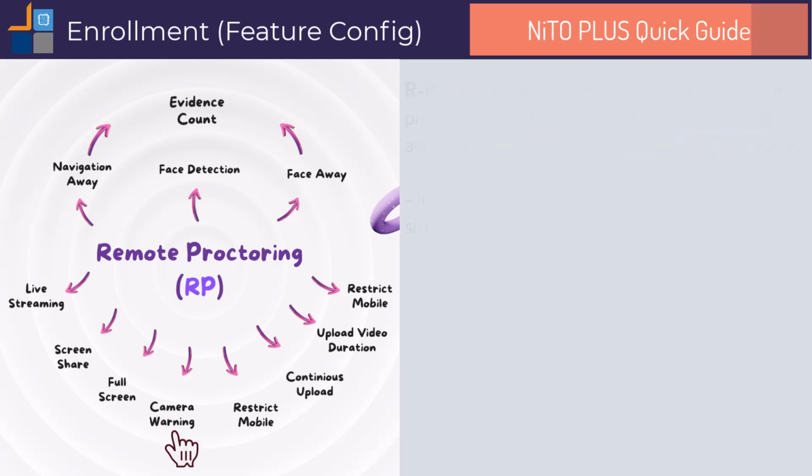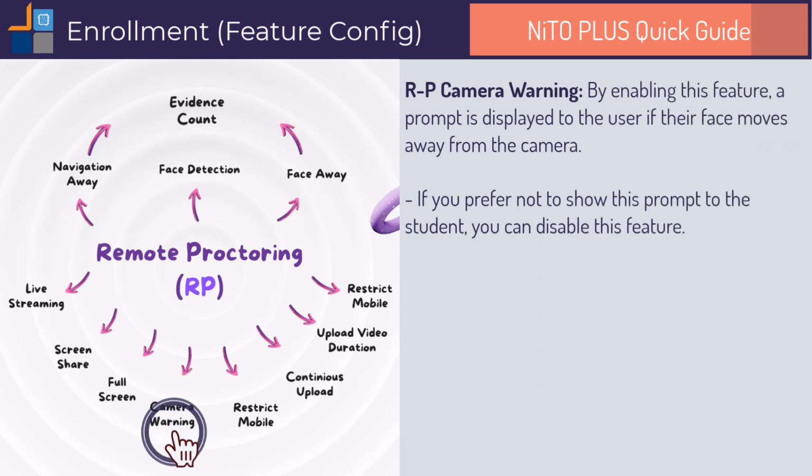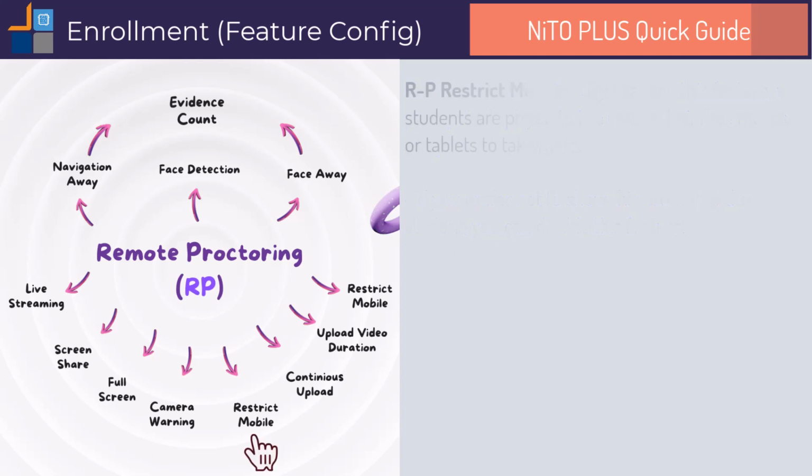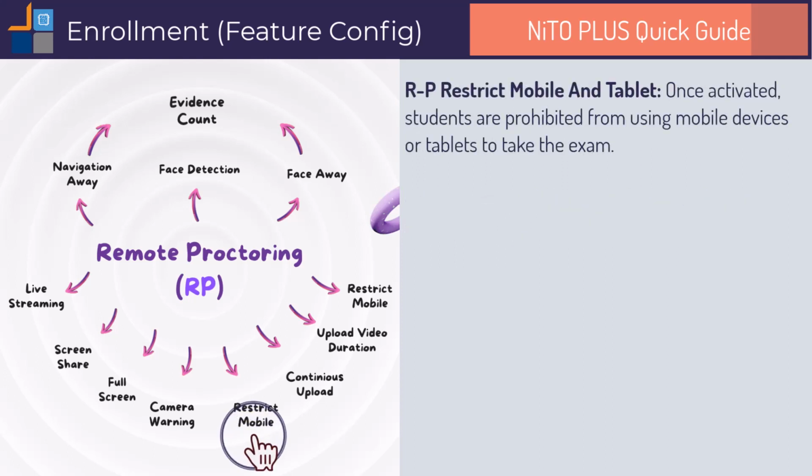during the exam. RP Camera Warning. By enabling this feature, a prompt is displayed to the user if their face moves away from the camera. If you prefer not to show this prompt to the student, you can disable this feature. RP restrict mobile and tablet. Once activated, students are prohibited from using mobile devices or tablets to take the exam.